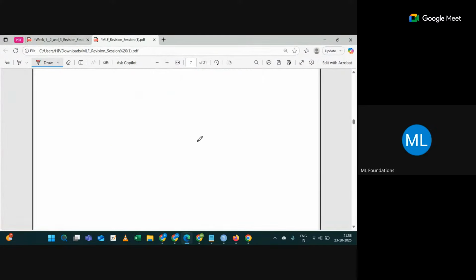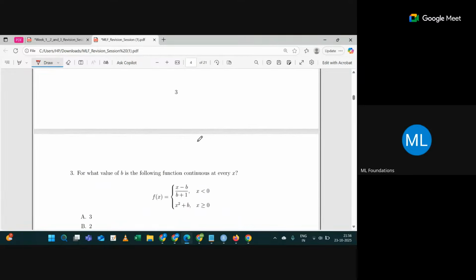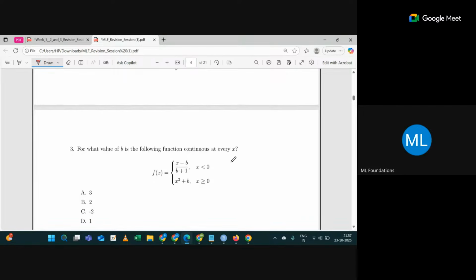All right, so then let's move on to some questions of week 2. This is one of the questions: for what value of b is the following function continuous at every x? Okay, so I would like everyone to please try. This is one of the questions because you will get some idea how to solve these kinds of questions.